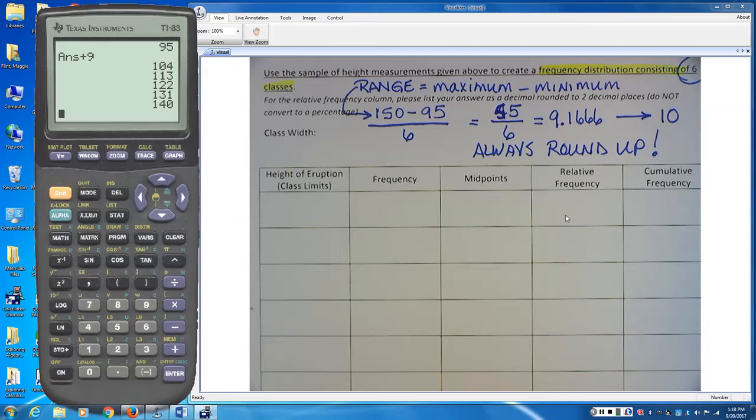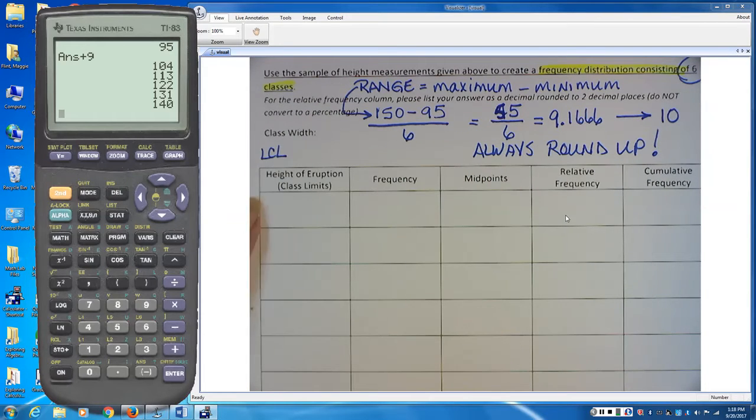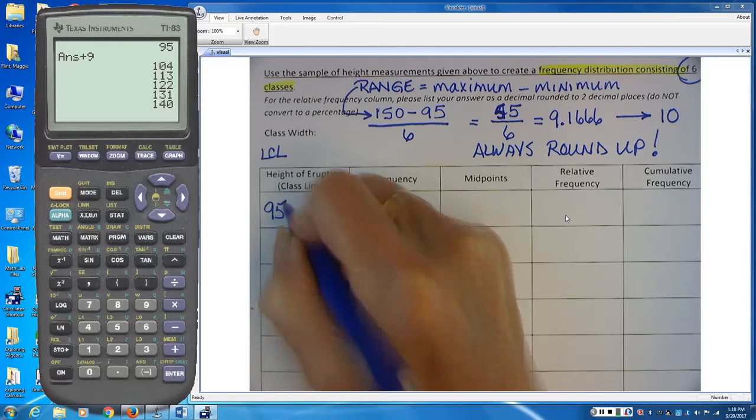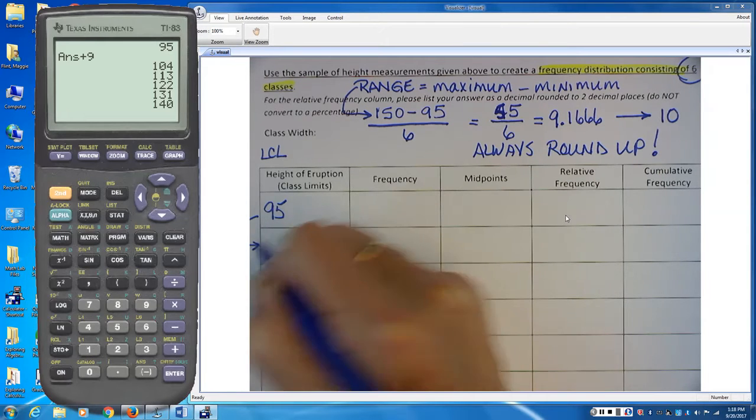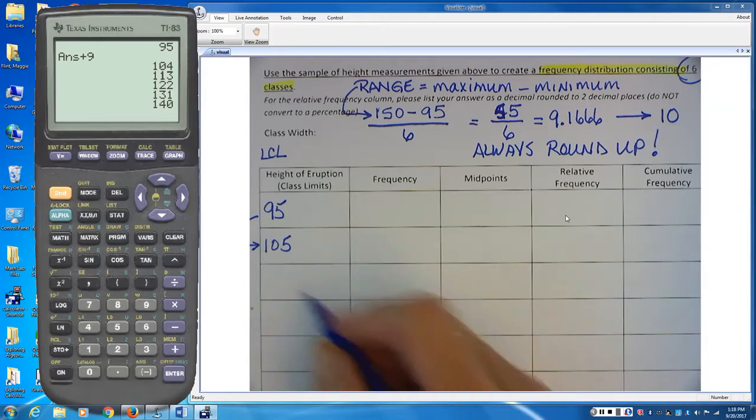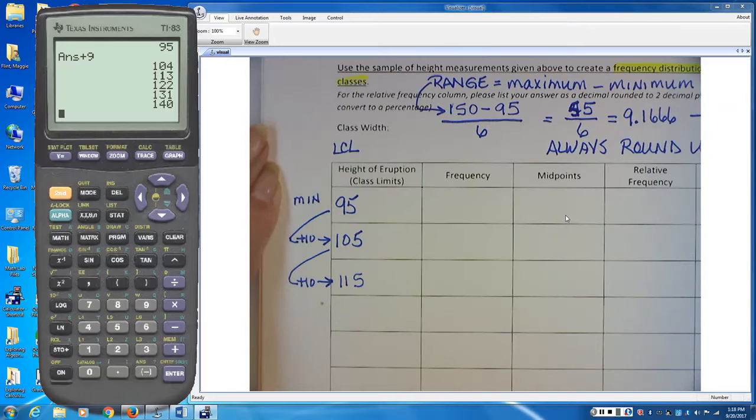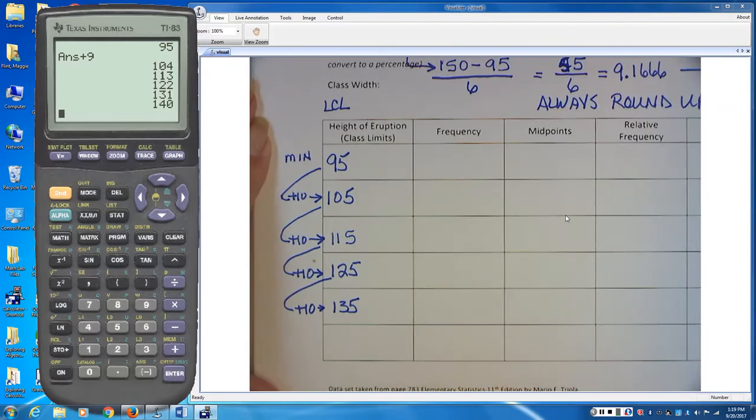So now we're going to start doing what we call class limits. Your lower class limit, which we're going to just abbreviate LCL, the first one starts with the minimum data value. And that was 95. So 95 plus 10 is 105. And 105 plus 10 is 115. And 115 plus 10 is 125. And 125 plus 10 is 135. And 135 plus 10 is 145.